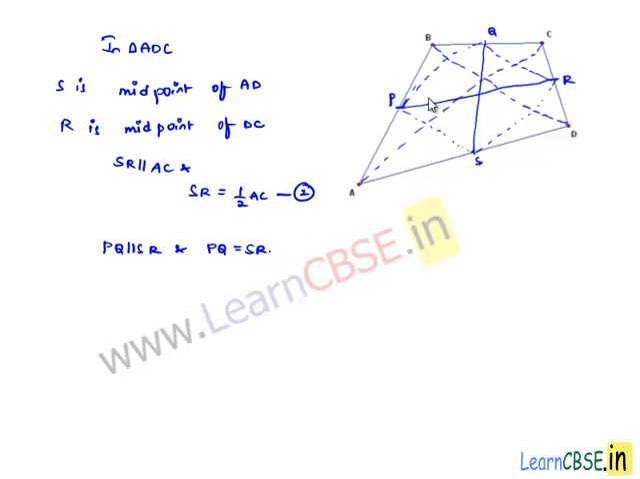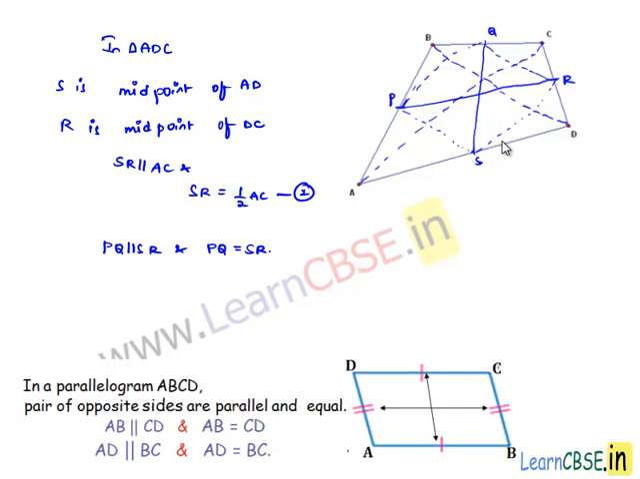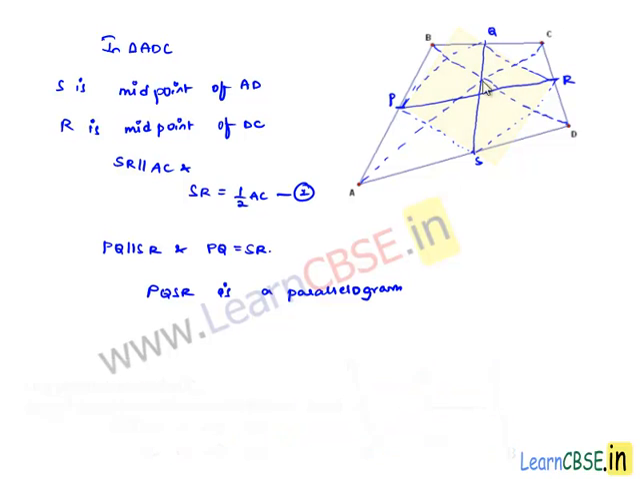Now, if we observe in quadrilateral PQRS, a pair of opposite sides are parallel and equal. Therefore, we can say that PQRS is a parallelogram. Now, in the parallelogram, if we consider PR and QS, they are diagonals. We know that in parallelogram diagonals bisect each other. We can say PR and SQ bisect each other. This is what our required proof.